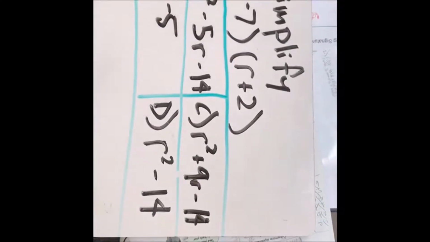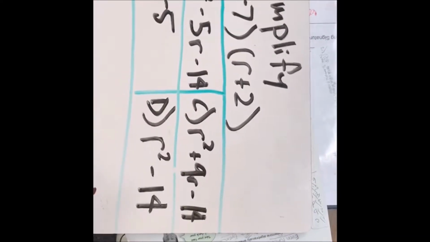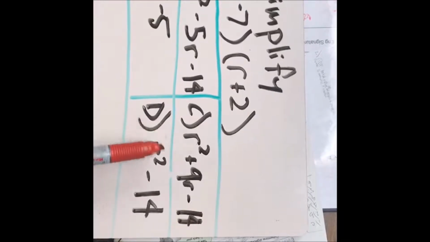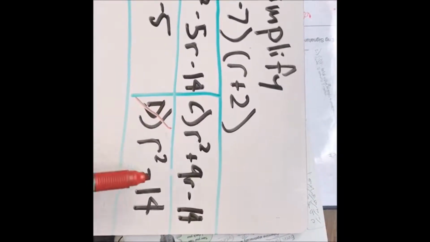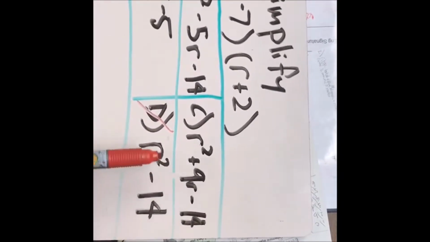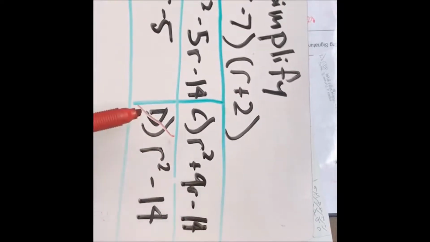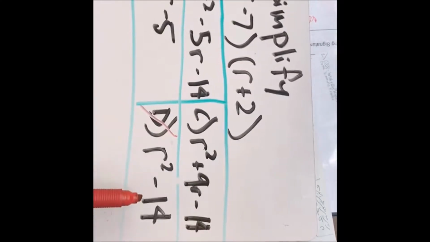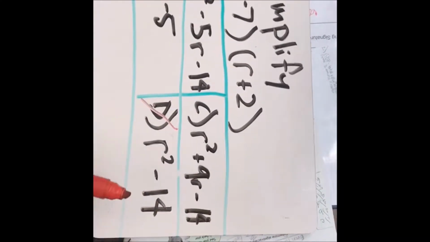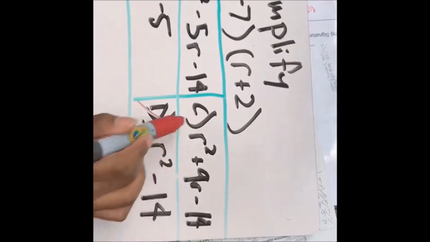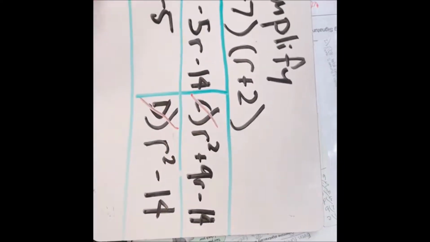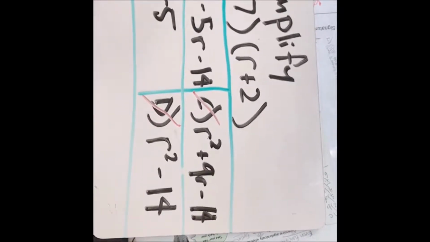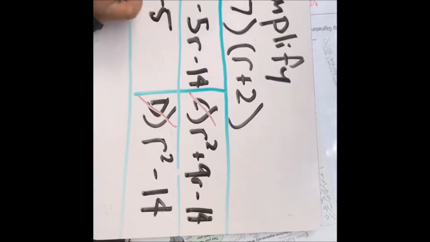Obviously A is correct. However, if you got D as your answer, that was because you distributed incorrectly. If you got C as your answer, the reason why it's wrong is because instead of considering the negative when you had negative 7r and 2r, you only added the 7r and 2r without considering the negative. And B is incorrect because you combined like terms instead of using the box method.